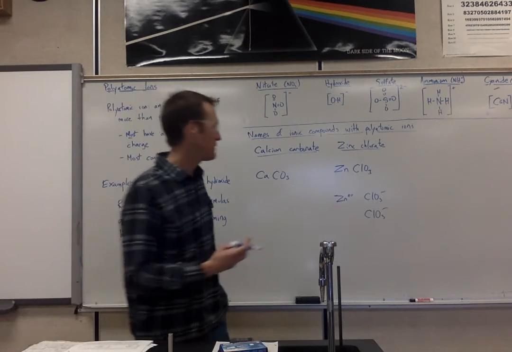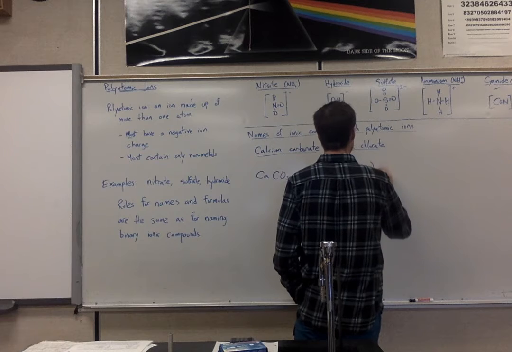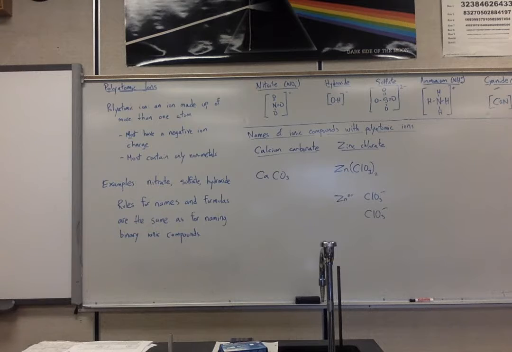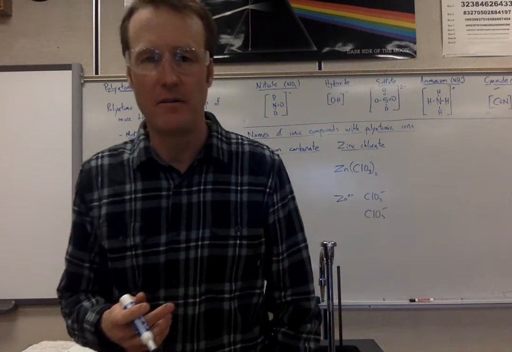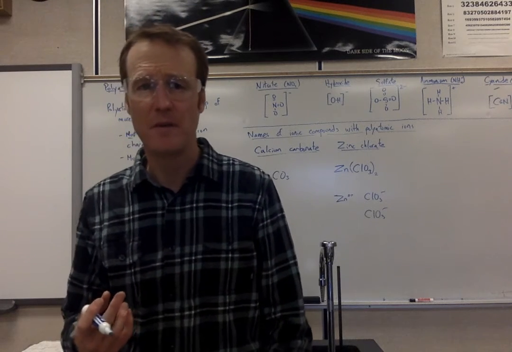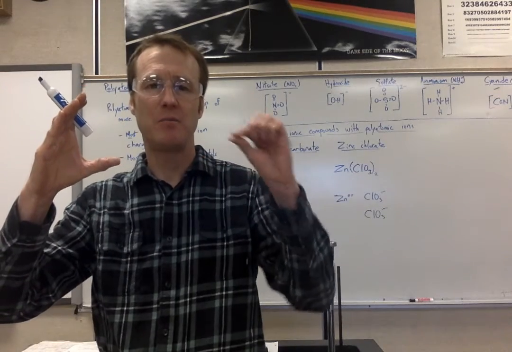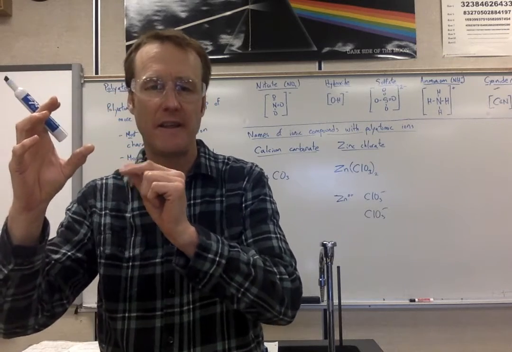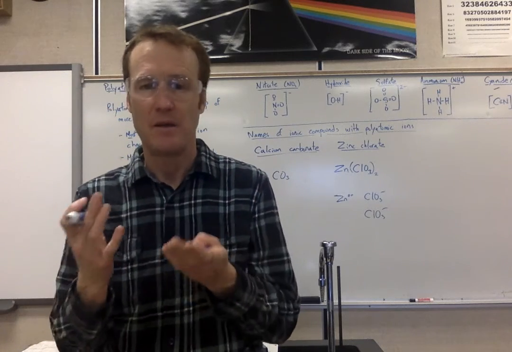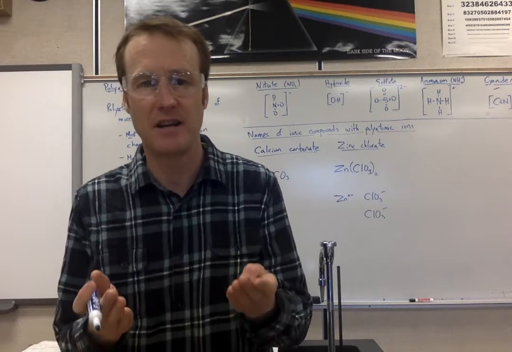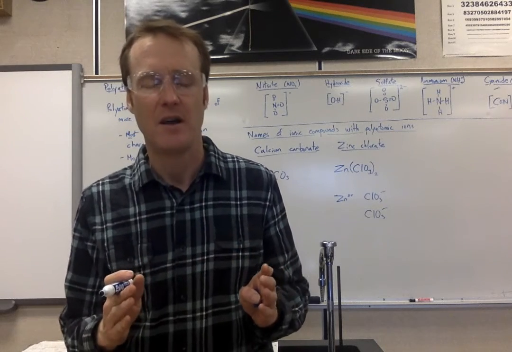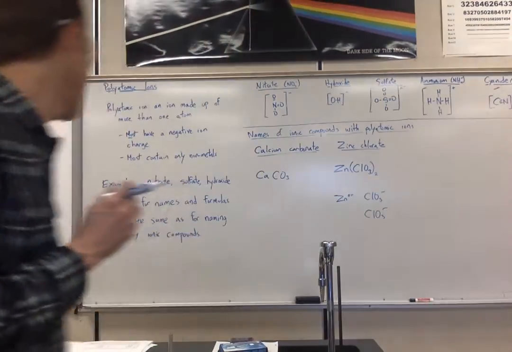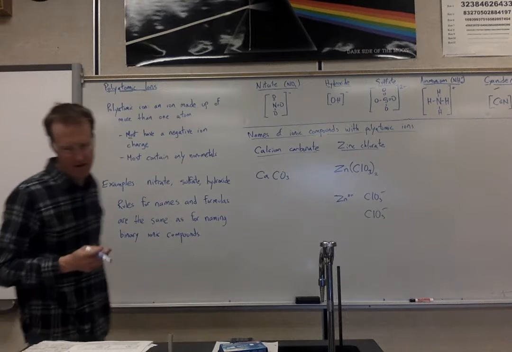So the full formula for this is Zn(ClO3)2, and we need brackets. Specifically, we need brackets around the polyatomic ion. And because we need 2 of them, we have those brackets around the ion and put a little number 2. And that means that we've got, for the formula, 1 zinc and 2 chlorates. The formula is now balanced. The positives balance the negatives because that's the rule you always have to follow. And it works here. So let's look at another one.